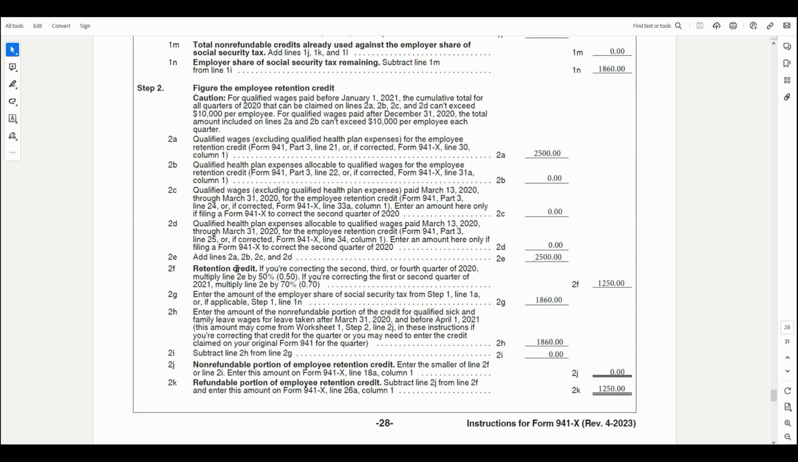We add lines 2A, 2B, and 2C. Essentially these are qualified wages, nothing changes, so it still remains at 2,500.